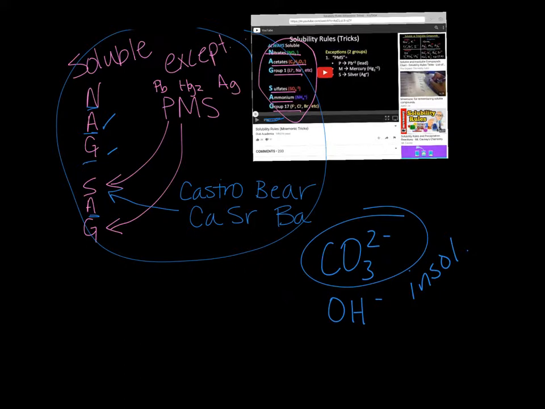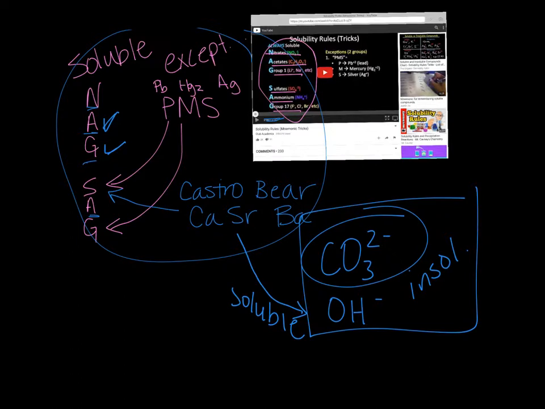Hydroxides, once again, go with ammonium and your alkali metals. So those 2 rules are already accounted for. And then finally, Castro bear applies to that. So Castro bear kind of works opposite and makes it now soluble. So if you have calcium hydroxide or strontium hydroxide, barium hydroxide, those are now going to be soluble things. Other than that, these guys are insoluble. Okay, so make sure you take a look at your 2 lists, kind of get to know them. It's not too bad. Just find the way that makes sense to you the most.